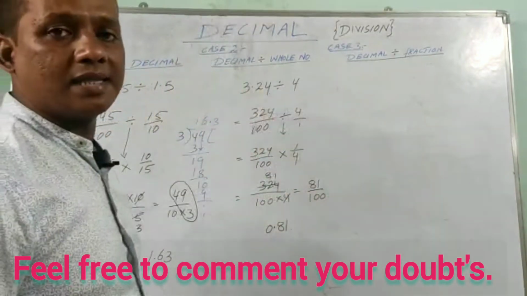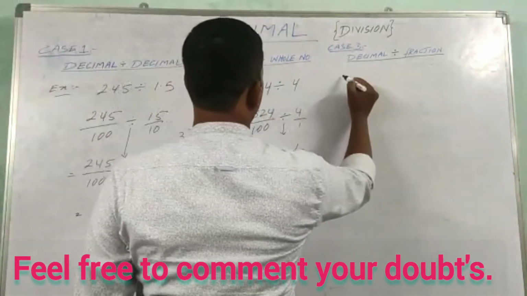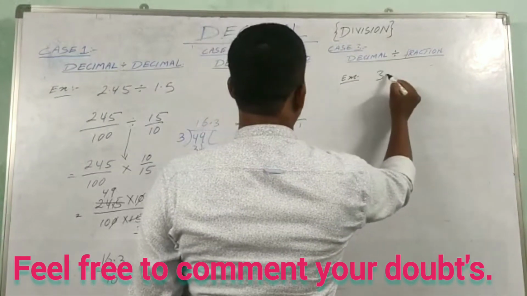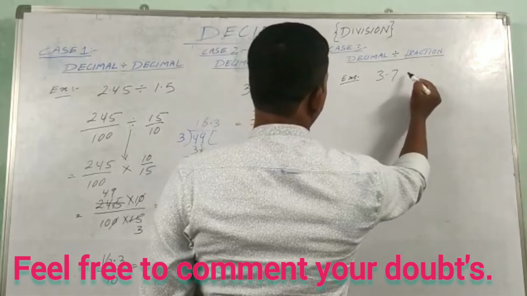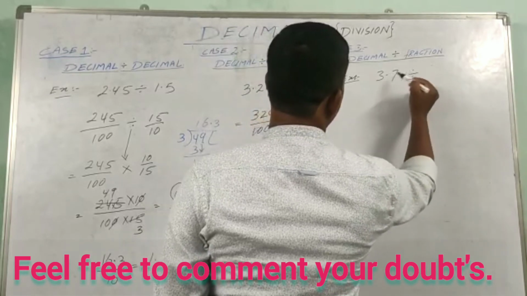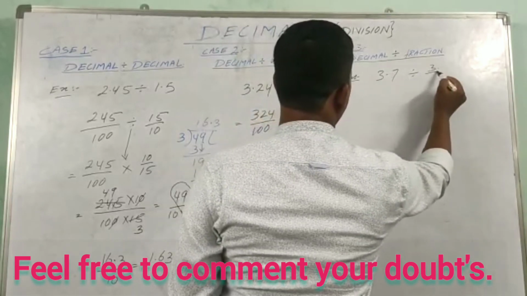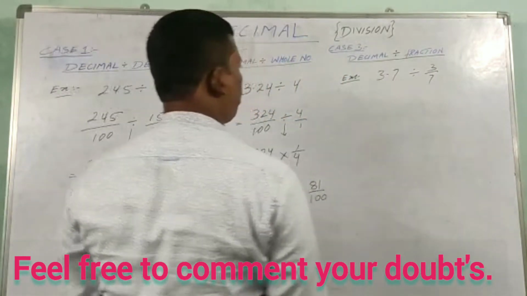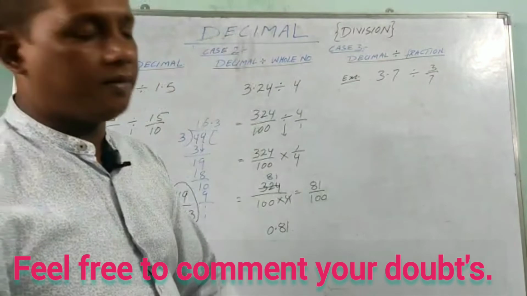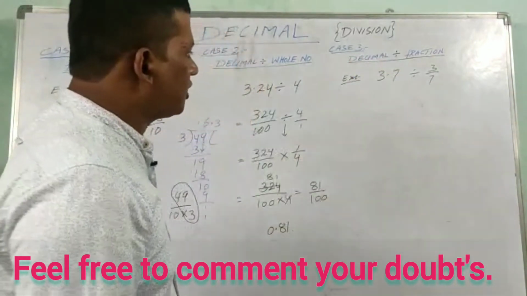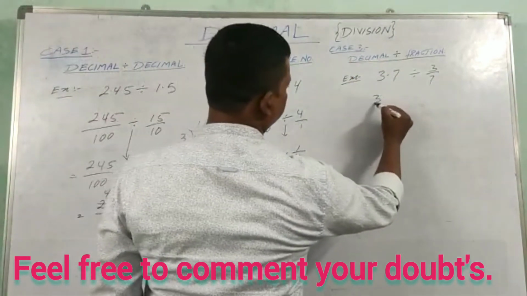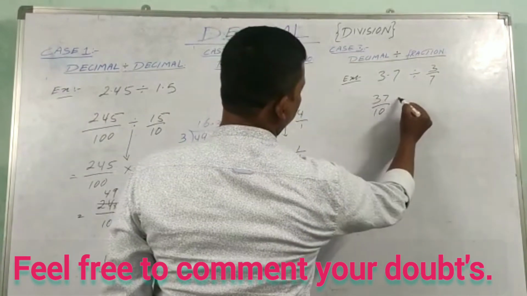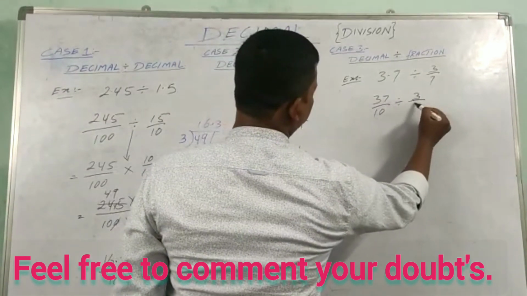Now third case, decimal with the fraction. Take the example, 3.7 divided by the fraction 3 by 7. Now this will be 3.7 divided by 3 by 7. Now convert decimal into fraction. 37 by 10 divided by 3 by 7.